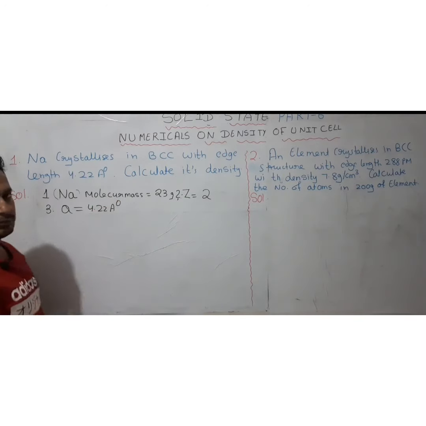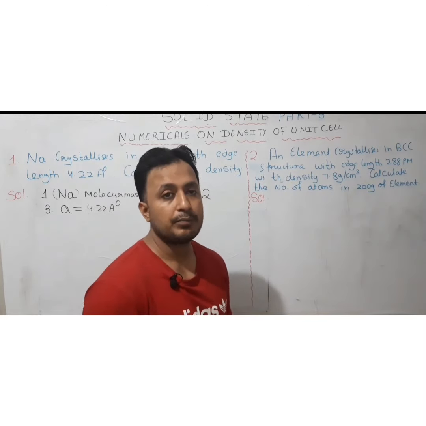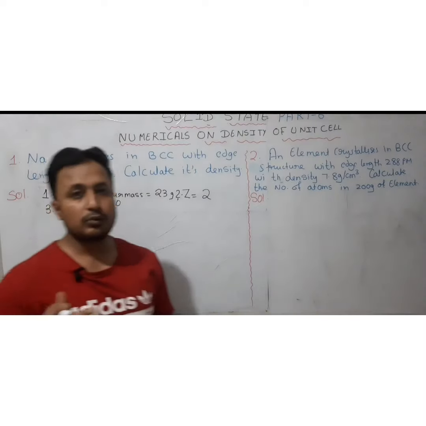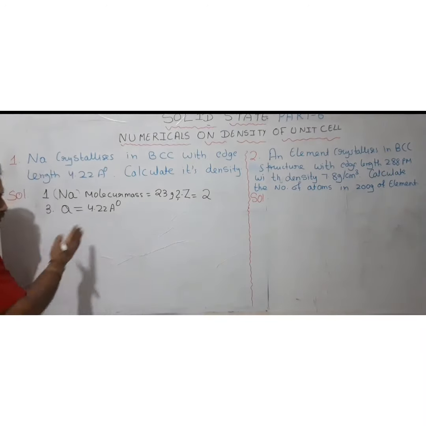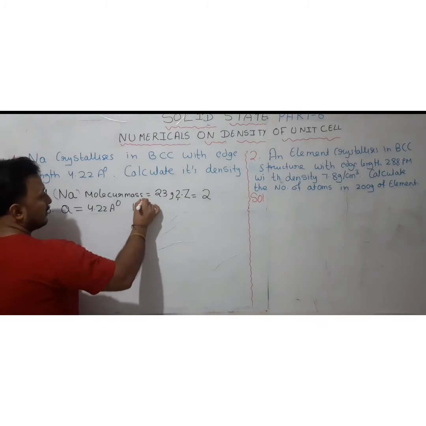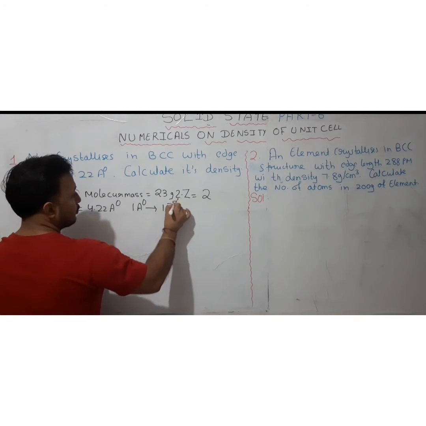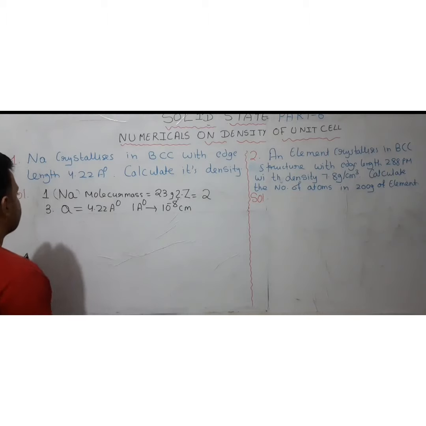Sometimes it will be given in angstrom, sometimes in centimeter, sometimes in picometer, pm. So we need to always convert this value into the centimeter unit. How we are going to convert, we'll see later. I am writing the relationship here: 1 angstrom you need to convert into centimeter, it will be 10 raised to power minus 8 centimeter. So these are the values which are given to you.